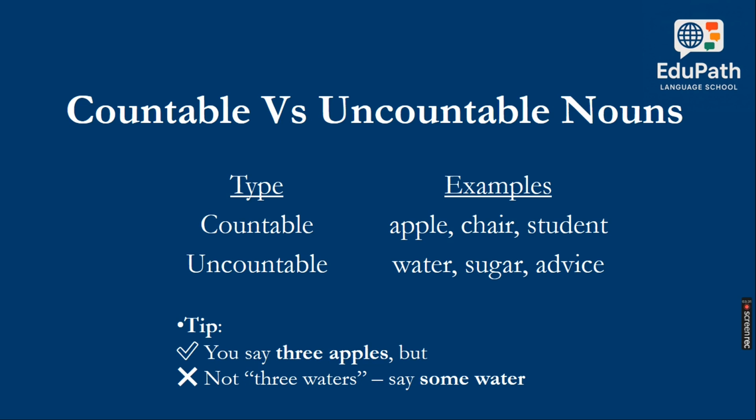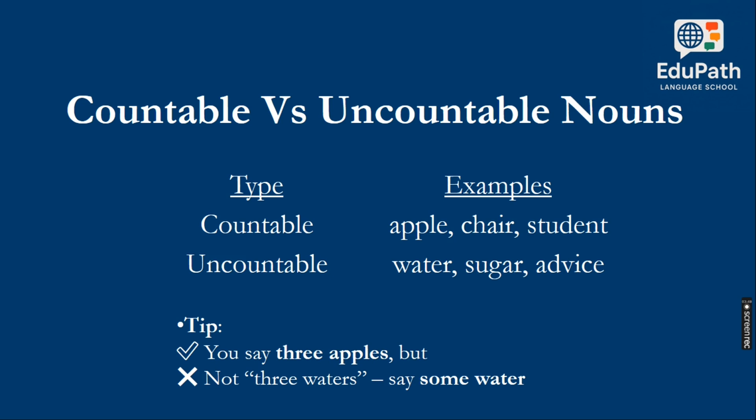Now remember, because we can count them, countable nouns can be plural. For example, you can say 3 apples, but you cannot say 3 waters because we cannot count water. So instead, you would have to say some water.